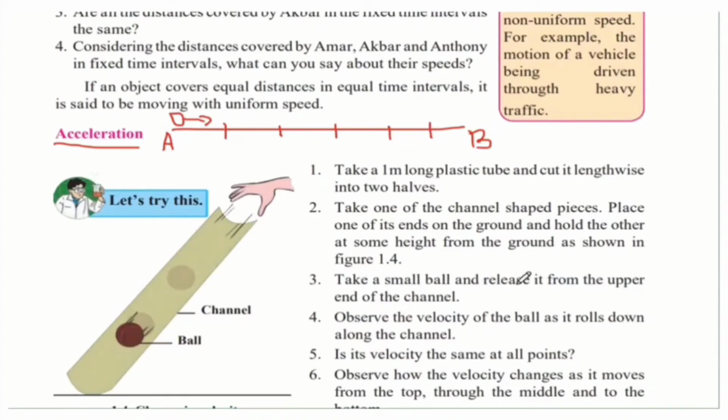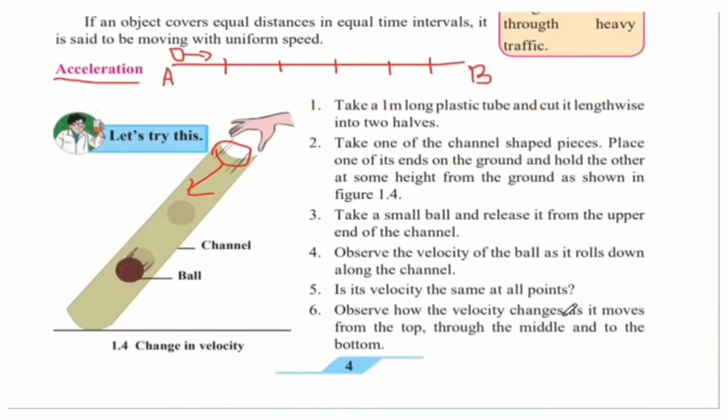Take a small ball and release it from the upper end. So you have to take the ball over here and release it down. Observe the velocity of the ball as it rolls down along the channel. Is the velocity the same at all points? When the ball is rolling down, you have to observe very carefully the speed and velocity of the ball. Observe how the velocity changes as it moves from the top through the middle and to the bottom. In the top part of the channel, see how fast the ball is, and as it goes lower, see if the velocity of the ball is changing.